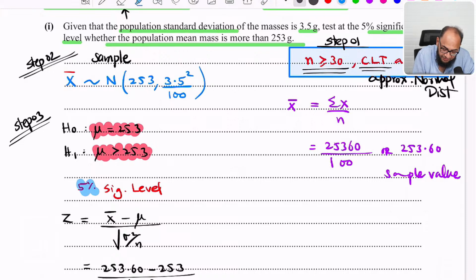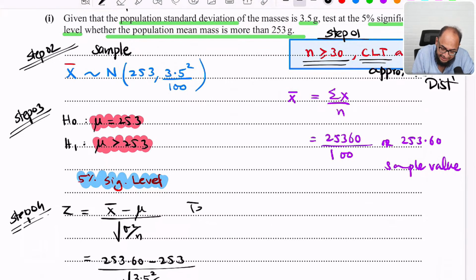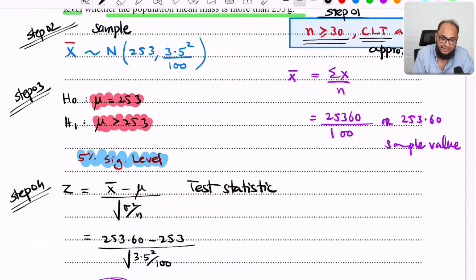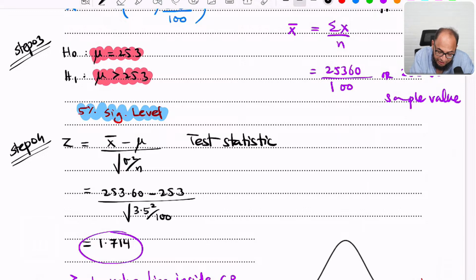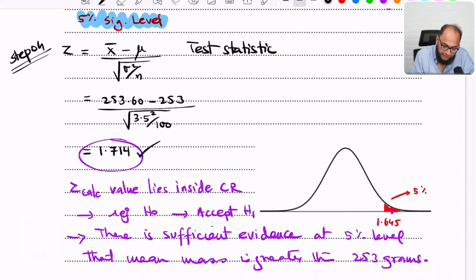And definitely we have the significance level. Then step number 4, that is calculate the test statistic, the z value. What is the test statistic? It's a decision maker. X bar minus mu divided by sigma squared over n, the whole thing under root. So this z value comes out to be 1.714.